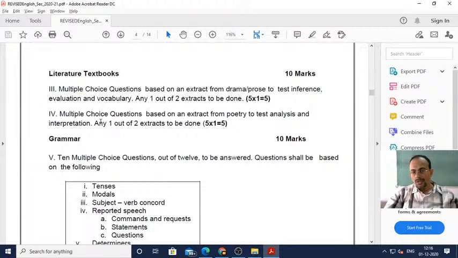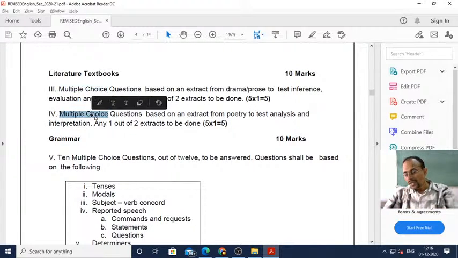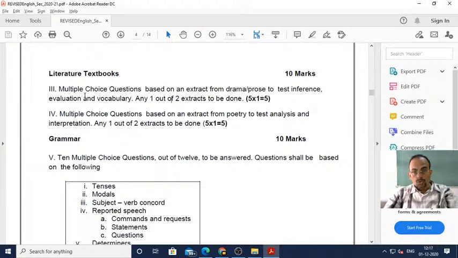Like the reading comprehension passage, here in literature you shall have multiple choice based extracts. In fact there will be 4 extracts, because each question will have 2 extracts, and you have to answer only 1 extract out of the 2. So out of 4 extracts, you have to answer 2 extracts containing 5 multiple choice questions each. So here you can see 10 marks.